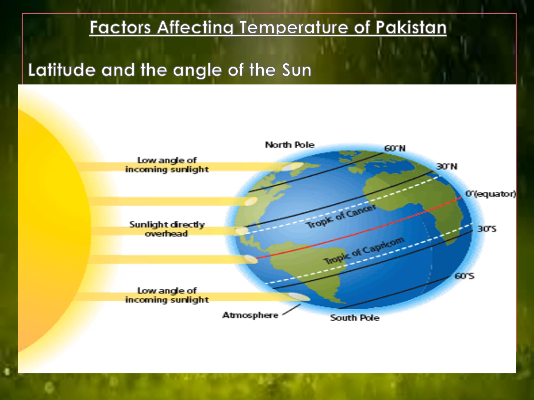Sun rays do not fall at the same angle everywhere on the earth's surface. Latitudinal position determines the amount of heat received by the earth, direct rays on the equator. Those areas which are near to the sun will experience more heat as compared to those areas which are far away from the sun. So these were the main factors that affect the temperature of Pakistan.